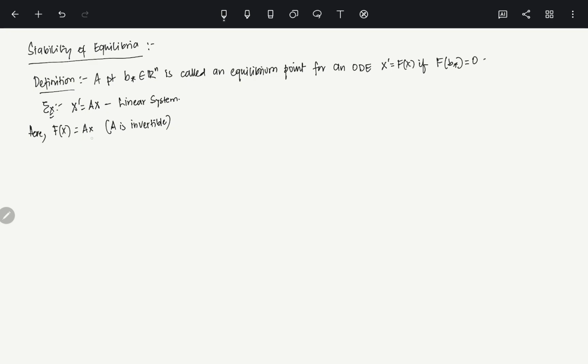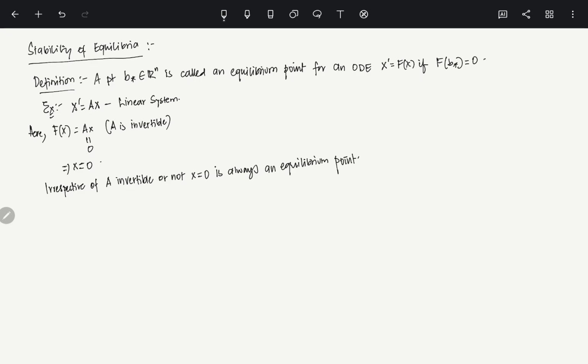If we want to find the equilibrium points, we have to ask when Ax equals 0. Since A is invertible, that will only imply x has to be equal to 0. Irrespective of whether A is invertible or not, x equals 0 is always an equilibrium point. I hope this is clear.